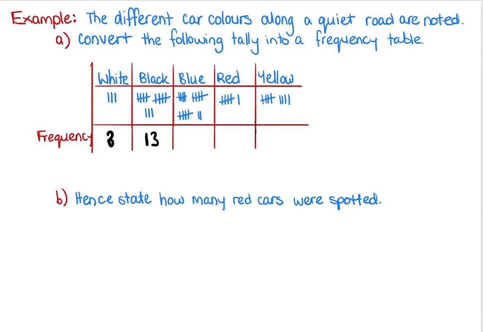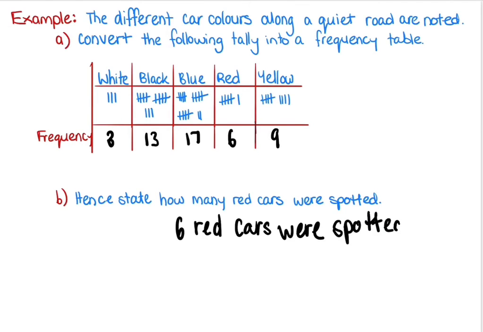Then I keep going. So blue, 5, 10, 15, 16, 17. So 17 blues. Reds I've got 5, 6. And yellows I had 5, 6, 7, 8, 9. So we had 9. Now we've put it into what is called frequency. The last part of this example is to state how many red cars were spotted. If I look at my frequency for the reds, 6 red cars. So 6 red cars were spotted, and there is your answer for that example.